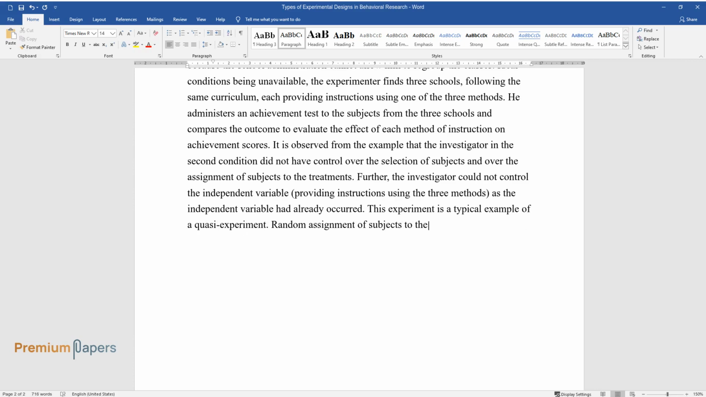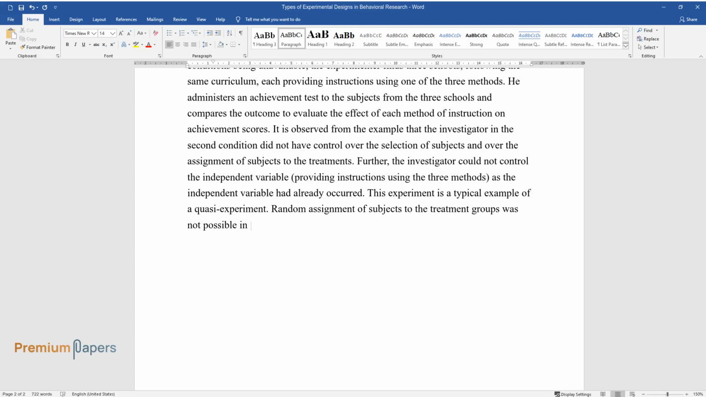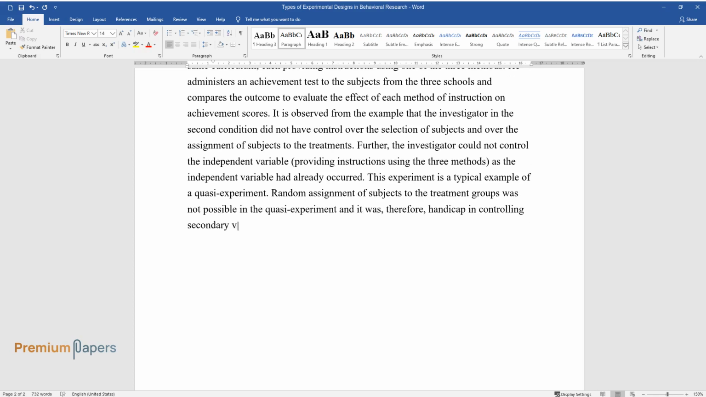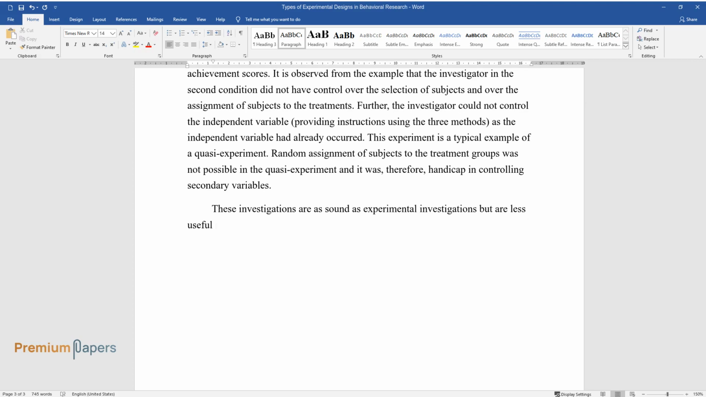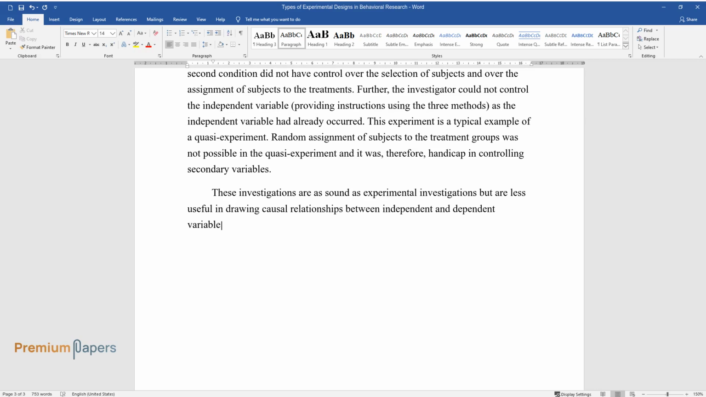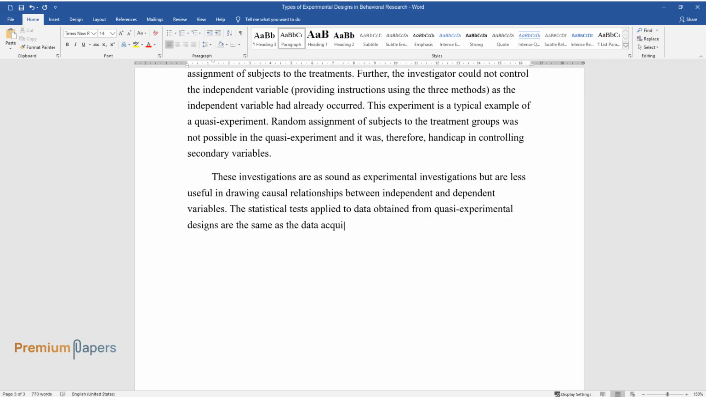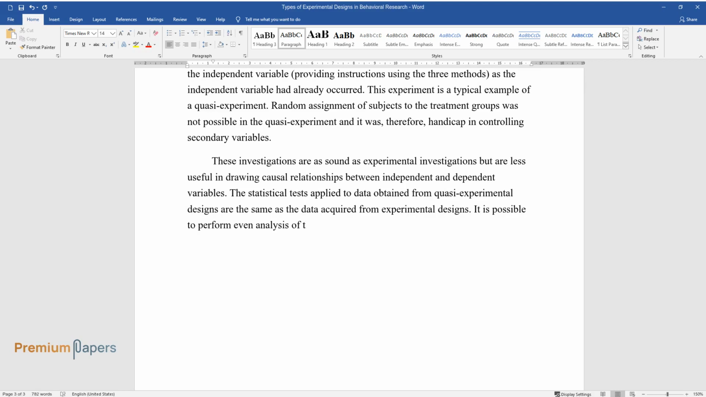Random assignment of subjects to the treatment groups was not possible in the quasi-experiment, and it was, therefore, a handicap in controlling secondary variables. These investigations are as sound as experimental investigations but are less useful in drawing causal relationships between independent and dependent variables. The statistical tests applied to data obtained from quasi-experimental designs are the same as for data acquired from experimental designs. It is possible to perform even analysis of covariance of data of such studies.